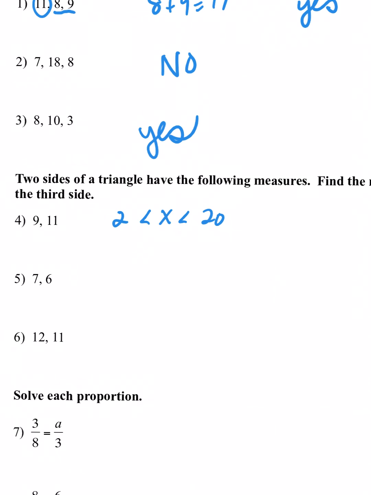The next one, you would put the same x here, and it's very important that you put that range. 7 plus 6 is 13, so it's the biggest. It has to be less than 13, and then 7 minus 6 is 1. And then the last one is same thing, x like this. So the biggest number it can be is got to be less than 23. So it can be any number less than 23 and greater than 1, because 12 minus 11 is 1.